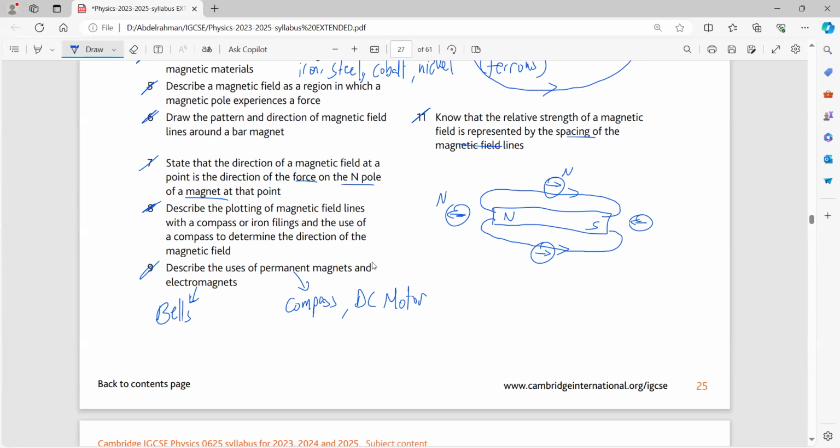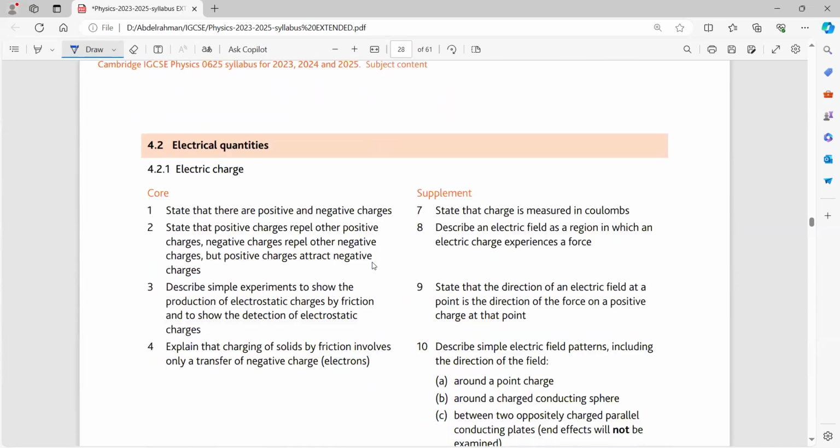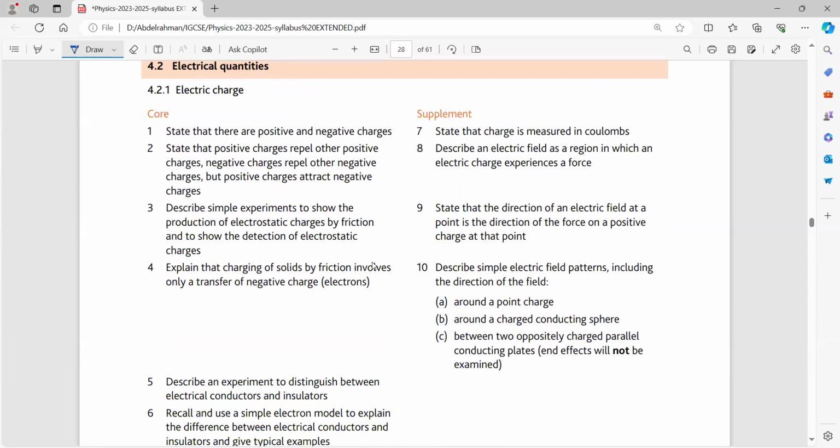Okay, good. Electric charge. One of the easier sessions we had.